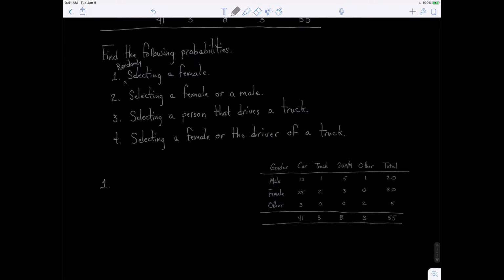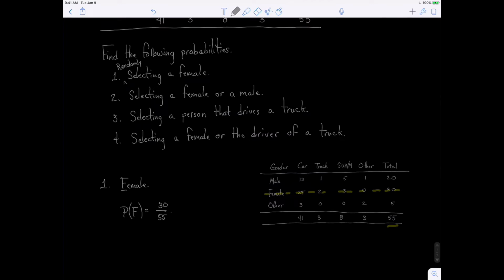We're going to write it this way. We're going to let F represent a female. And so we would say probability of selecting a female. Notice that if we look in the female row, we have 30 females out of 55 total people. So the probability of selecting a female is 30 out of 55.